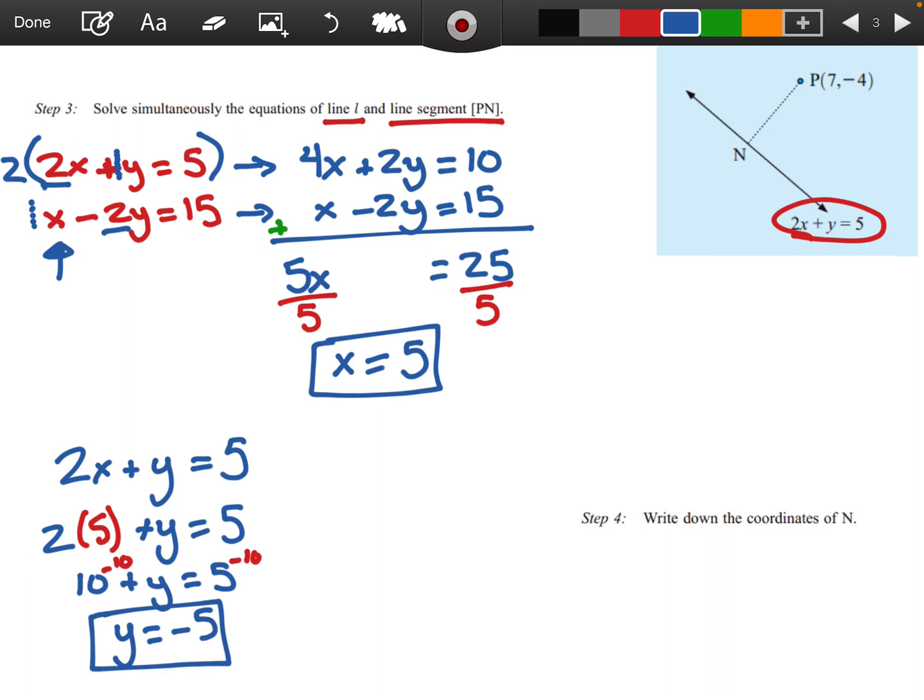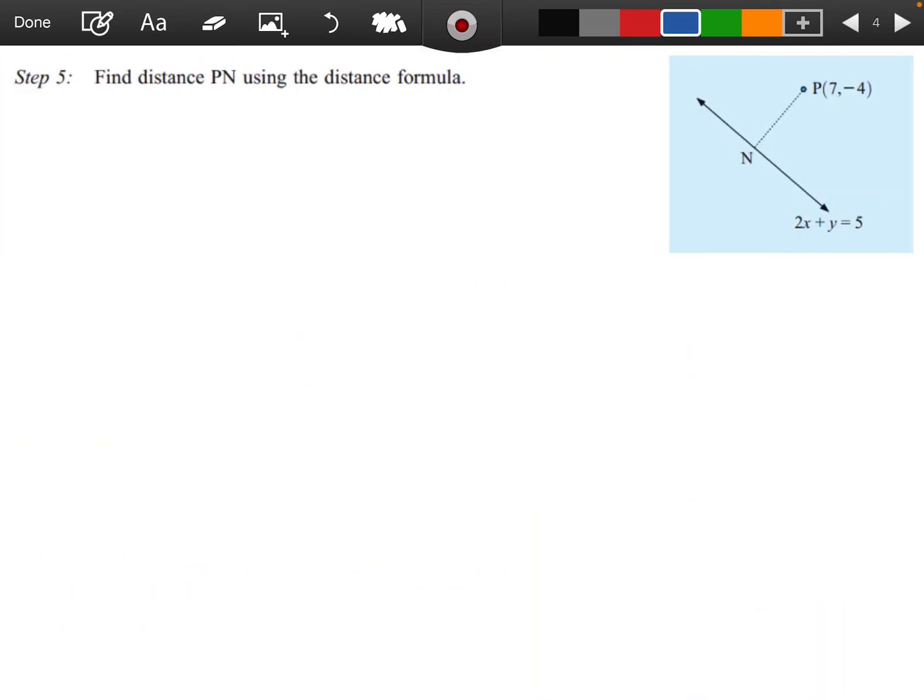So step 4 is write down the coordinates. So you're just taking what you just figured out from solving this. So my x component, or my x coordinate, is 5. My y coordinate, negative 5. Okay, so now that I've solved point n, the only thing left to do is to figure out the distance in between p and n. So that is the last step. Find the distance Pn using the distance formula.